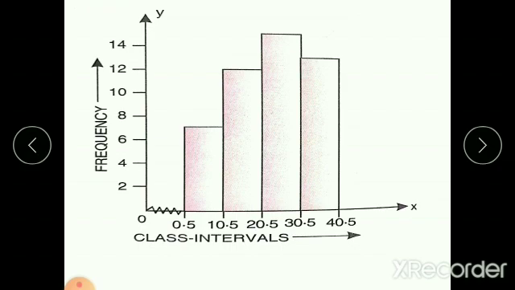Your homework is to solve exercise 18b, first, second and third questions. You know how to draw the histogram. Take the class interval on the x-axis and frequency on the y-axis, and then according to the frequency and class interval draw the histogram. If the class interval is inclusive, you have to convert it to exclusive. If there is any doubt, you can ask me. Do the homework and send it to me on WhatsApp.